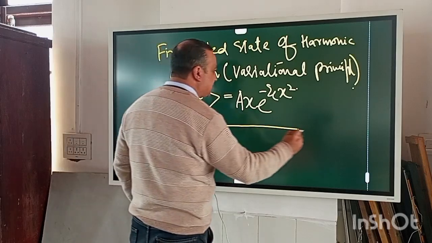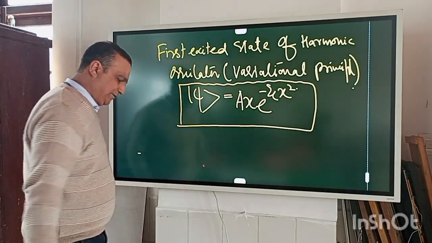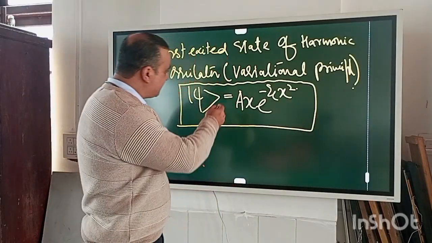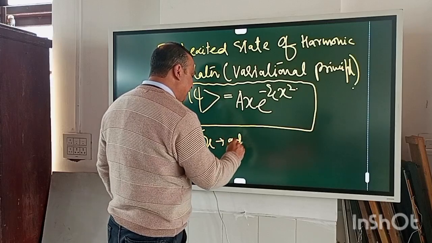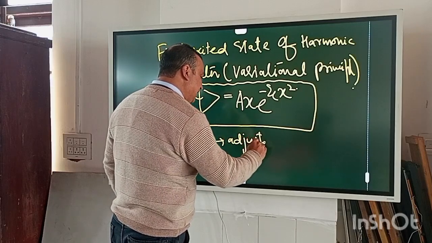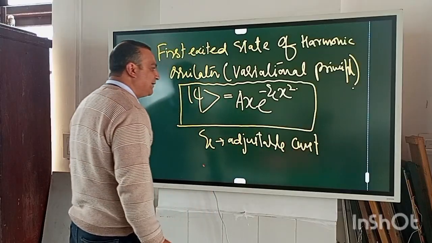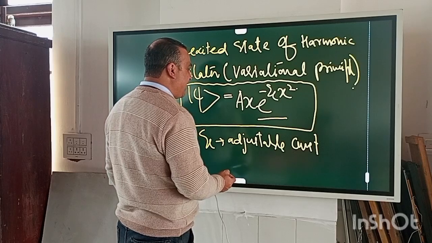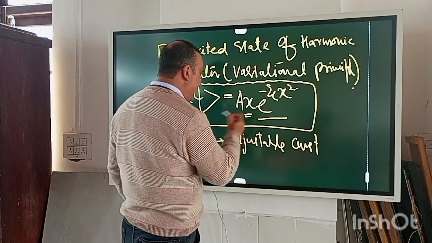So this is our trial wave function. A is a constant, zeta is an adjustable constant, and we have an exponential function, and this exponential function is multiplied by x.